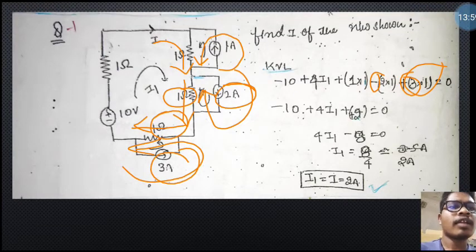Okay, so after calculating this, we will get minus of 10 plus 4 I1 plus 2. So minus of 10 plus 2 is minus of 8. So 4 I1 minus of 8 is equal to 0. After taking minus of 8 to the right hand side, I1 is equal to 8 divided by 4. So 8 divided by 4 is 2, so 2 ampere is there. So I1 is equal to 2 ampere, and that I1 is equal to I. So I is equal to 2 ampere. So the answer is 2 ampere.